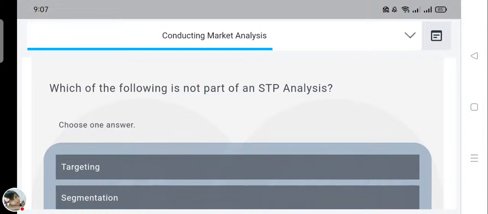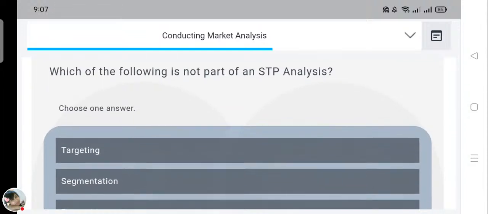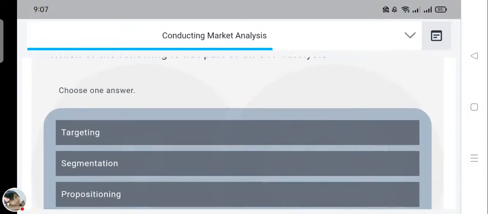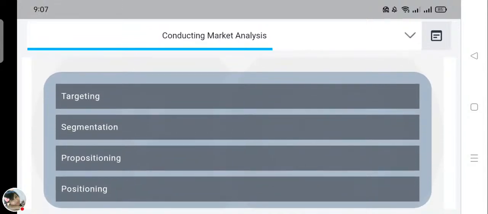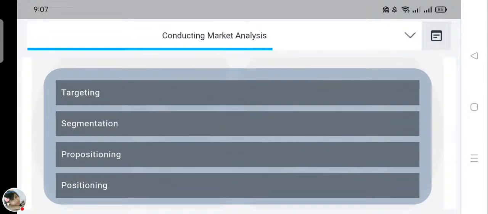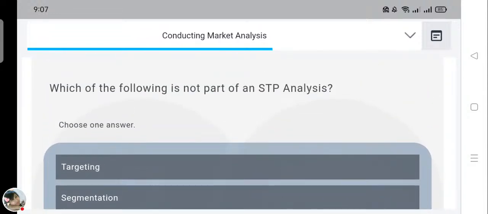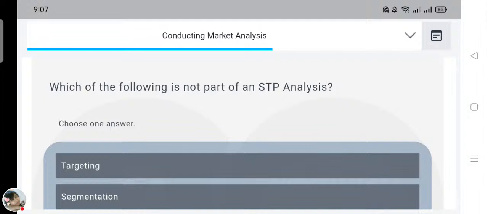Which of the following is not part of an STP analysis? Targeting, segmentation, propositioning, or positioning.